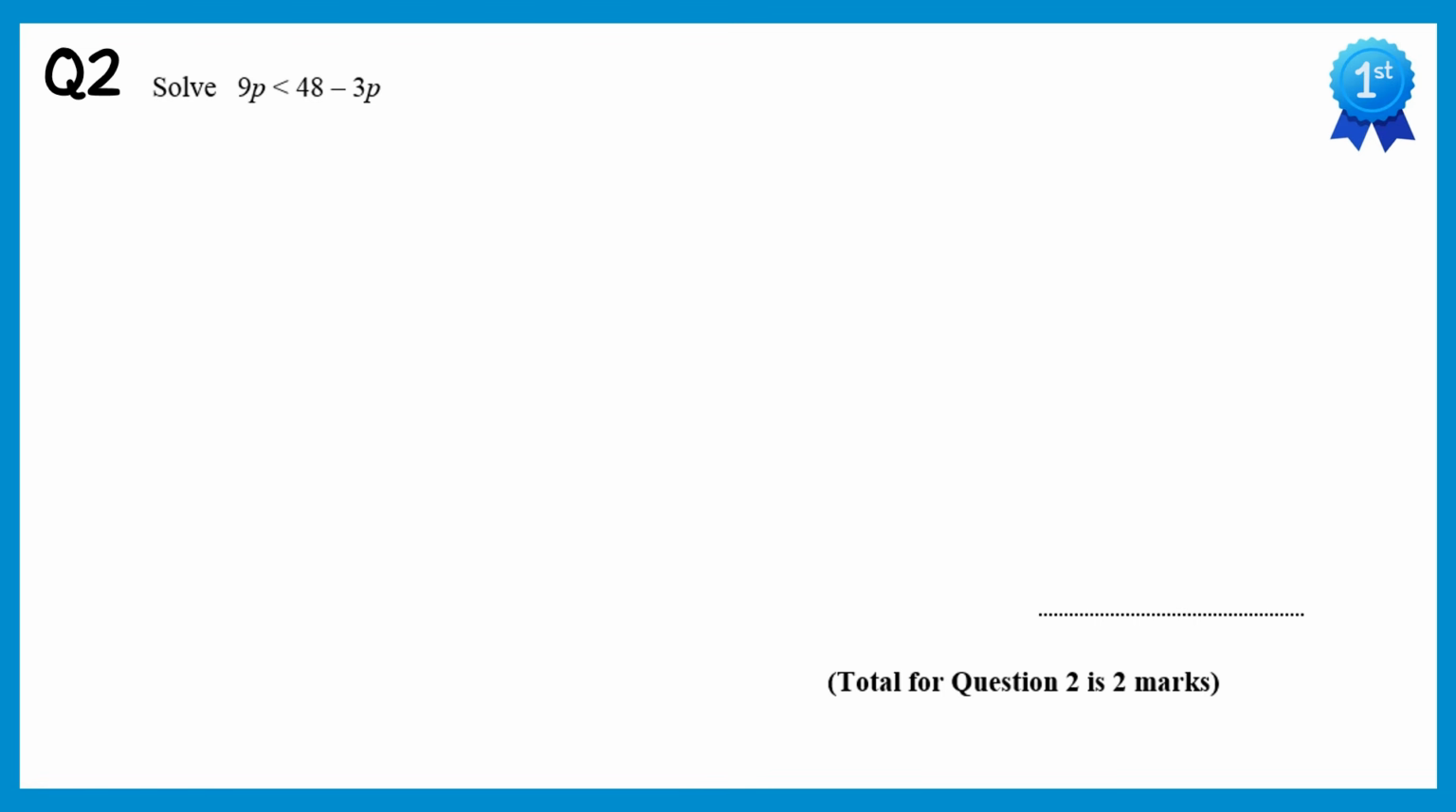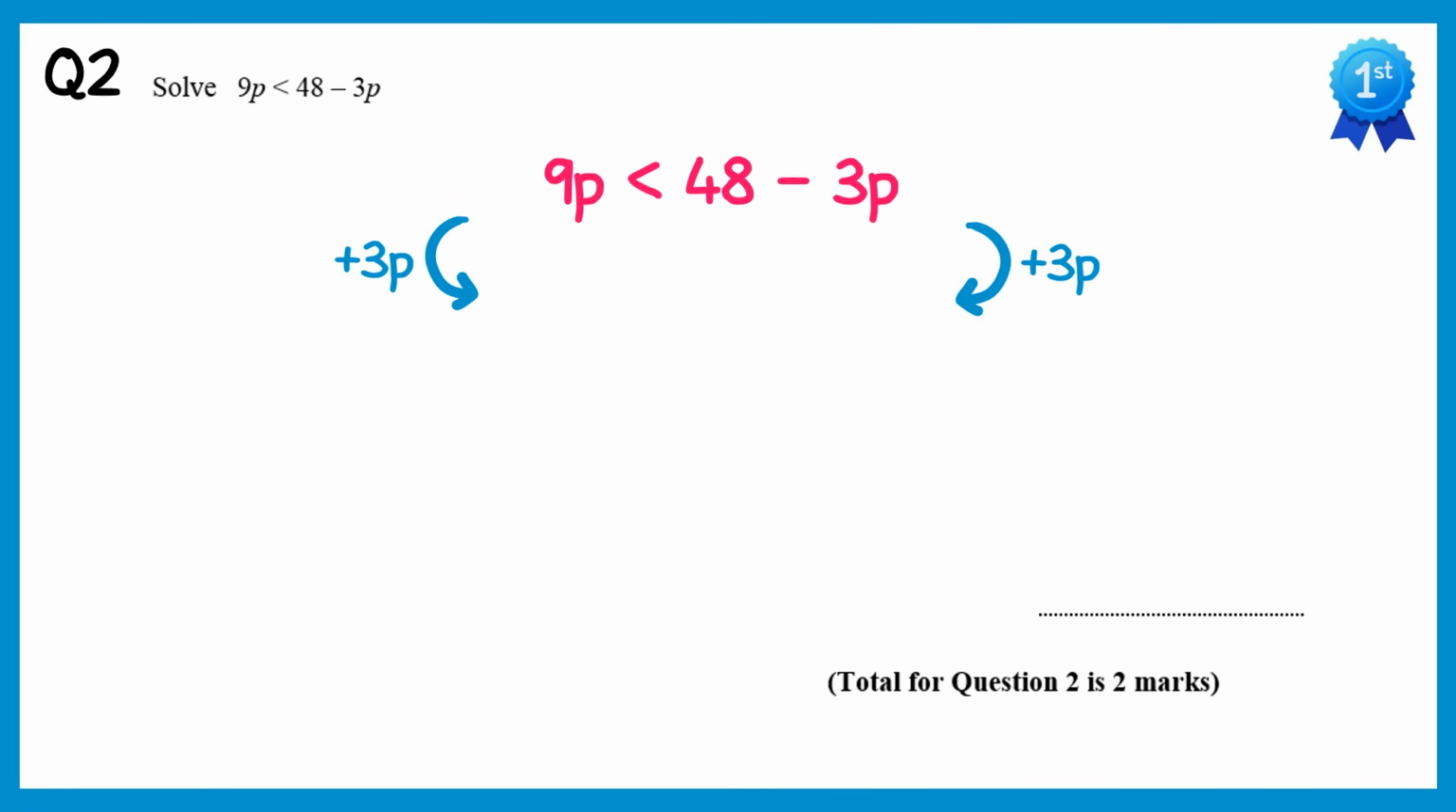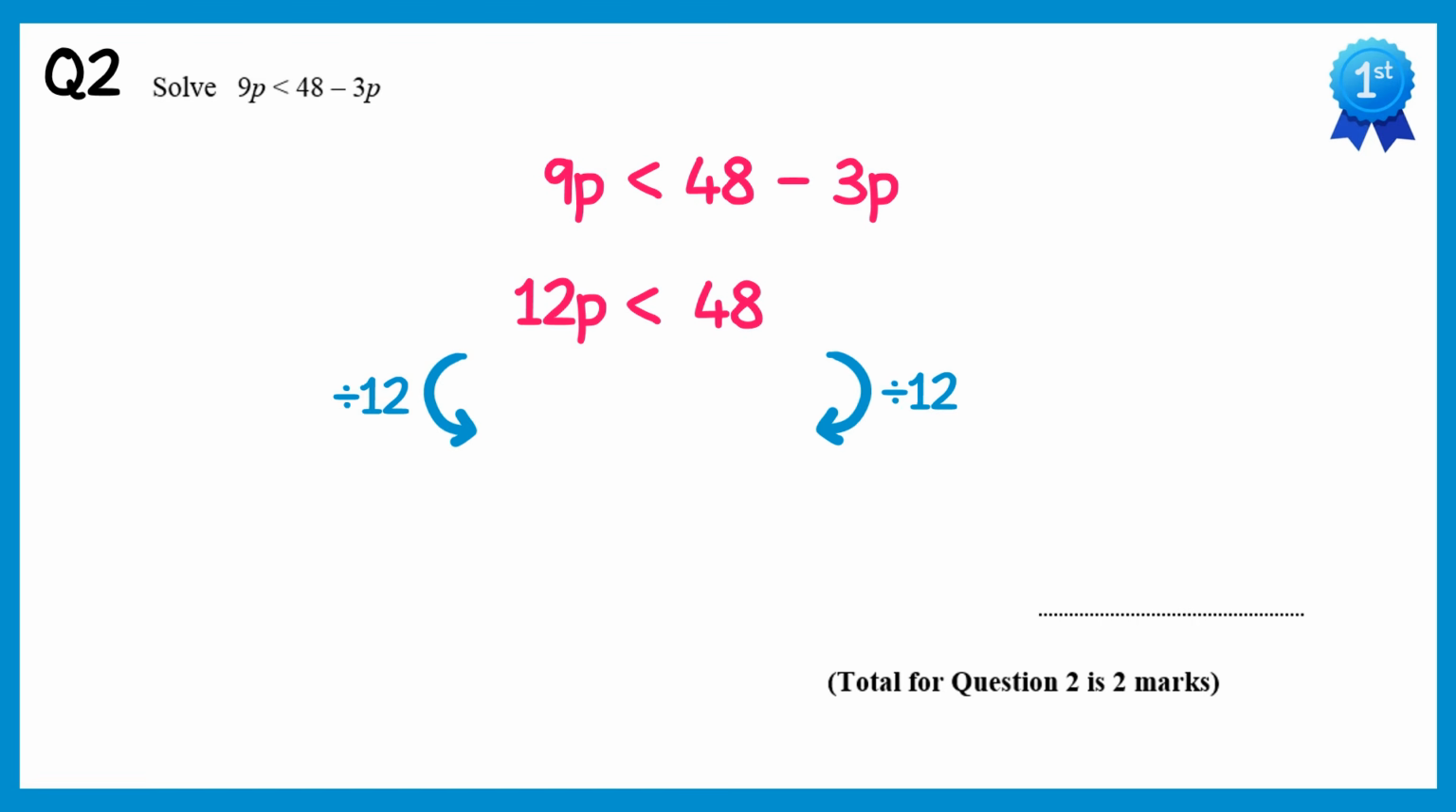In this question, we have an inequality to solve. To start solving this, I would add 3p to both sides. So if you put the less than sign in the middle, on the left hand side 9p add 3p makes 12p, and on the right hand side the plus 3p will cancel with the negative 3p, so we'll just be left with 48. The next thing to do is divide by 12 on both sides. If we divide 12 on the left, we get p, and if we divide 12 on the right, we get 4. So the answer to this question is p is less than 4.